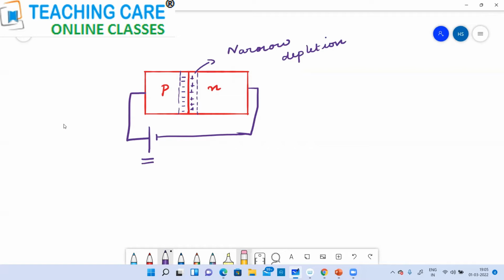The potential drop decreases. What will happen? The diffusion of holes and electrons increases. The depletion region becomes thin, so it offers a low resistance. So do you want to note down the characteristics of the forward biasing?